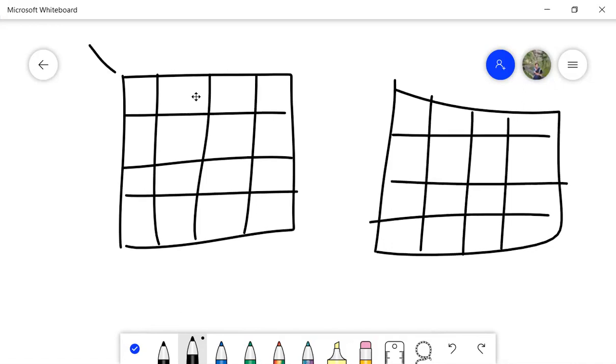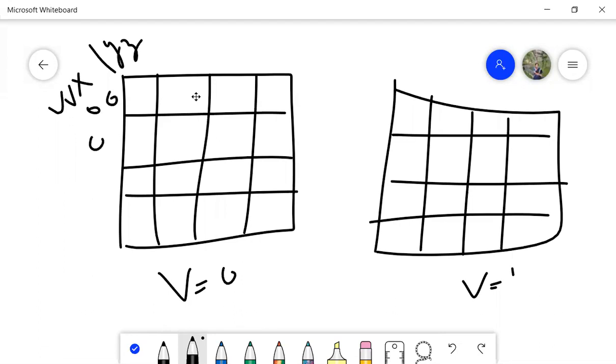Okay. Now the first represents V is equal to 0. The second represents V is equal to 1. Now here on this axis you will be having W and X. And here it will be Y and Z. This is 0, 0, 0, 1, 1.